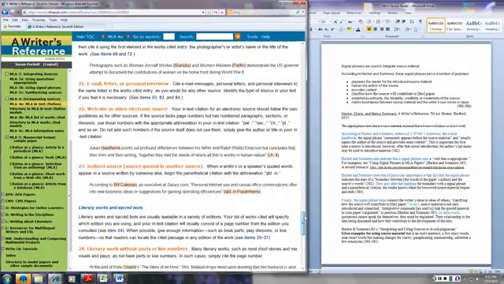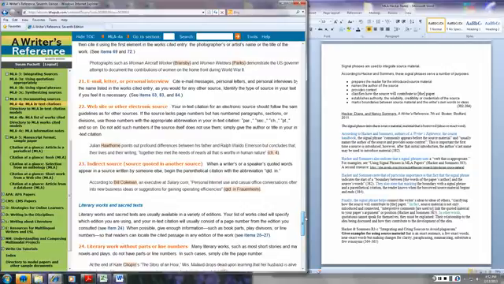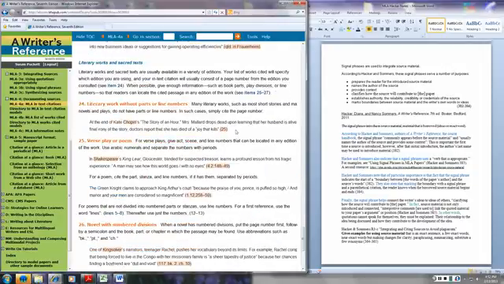And finally, if you are using literary works or sacred text, then you use page numbers, or you use scene and line numbers, or you use poems. It says for the first reference, you use the word lines, and then thereafter you use just the line numbers.